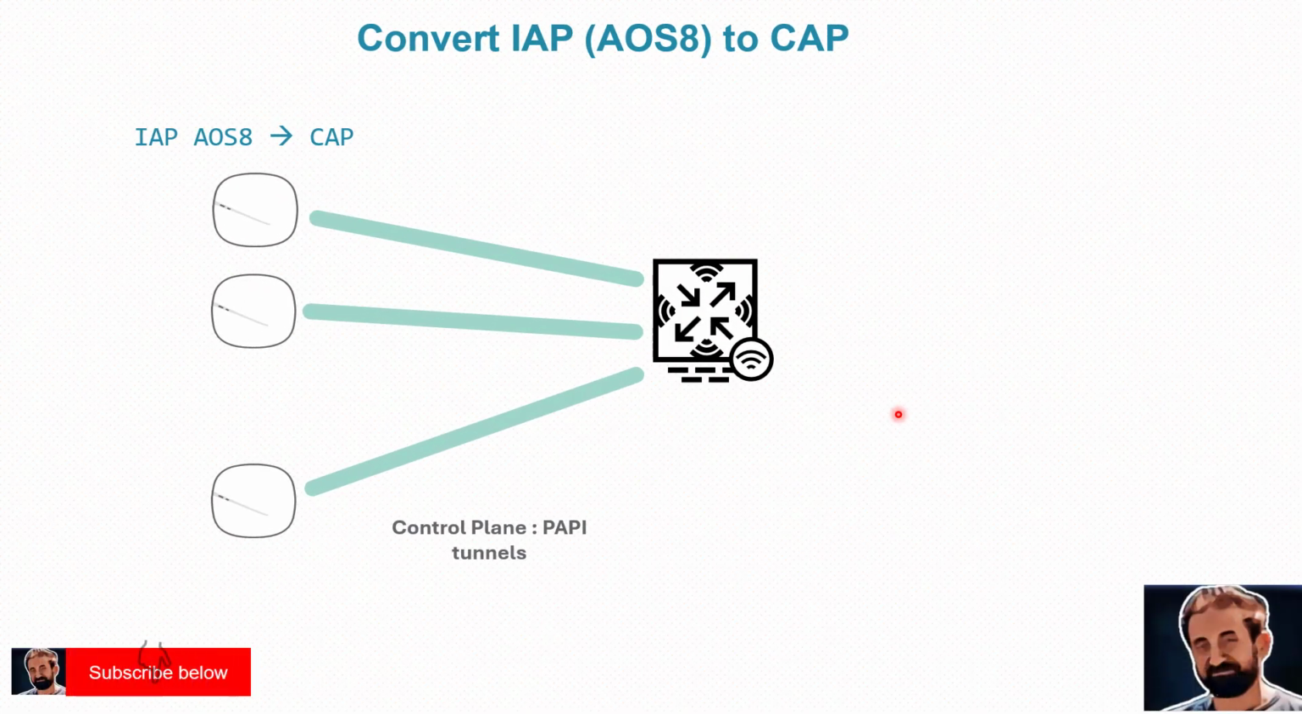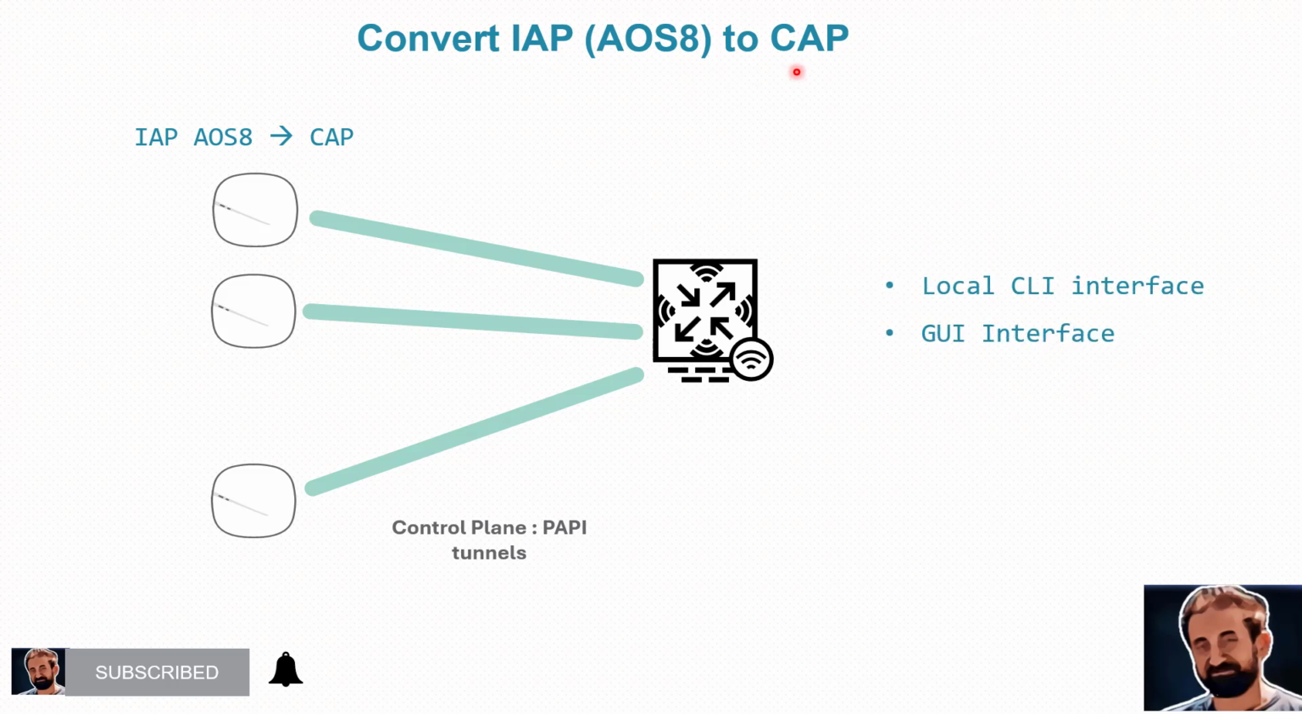In this short video, I will explain how to convert the legacy Instant AP version 8 into Campus AP. We're going to show you two methods: local command line, either by SSH or the console, and from the GUI interface. Now, we'll show you two examples: an example of an Instant AP cluster that consists of two Instant APs. One of them is the master, if you like, and the other is a member of the cluster.